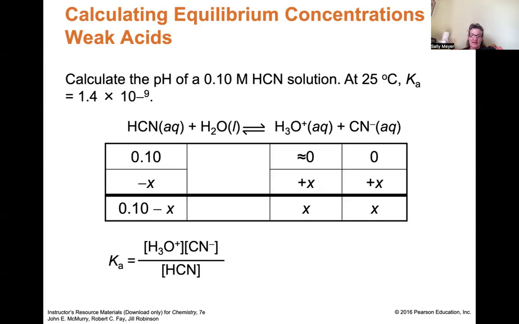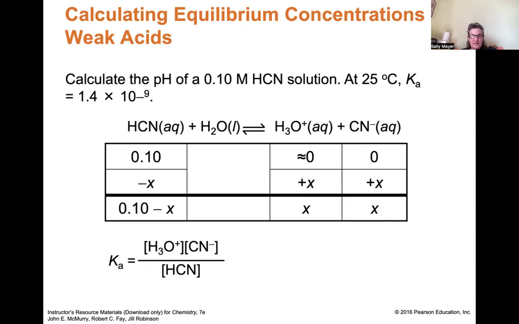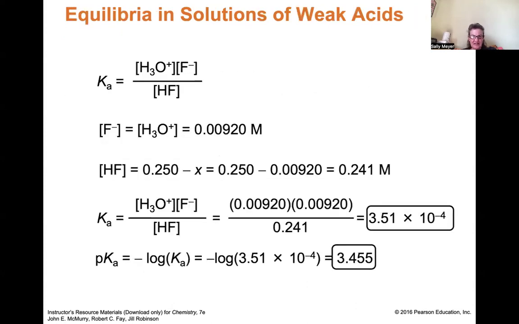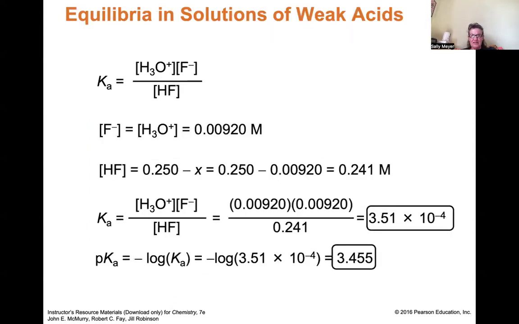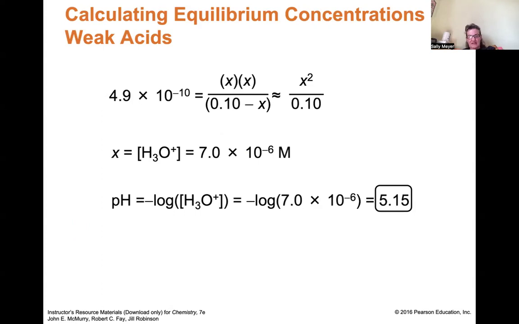So they gave us the Ka. But they didn't use the right Ka, right? They tell us that the Ka is 1.4 times 10 to the minus 9. But then they use 4.9 times 10 to the minus 10. Is that out of the table? Yeah, so they just wrote it down wrong. That's not the right value. And this is the value out of the table, so that's their error. So don't be confused by that. So you can get the Ka out of the table, 4.9 times 10 to the minus 10.